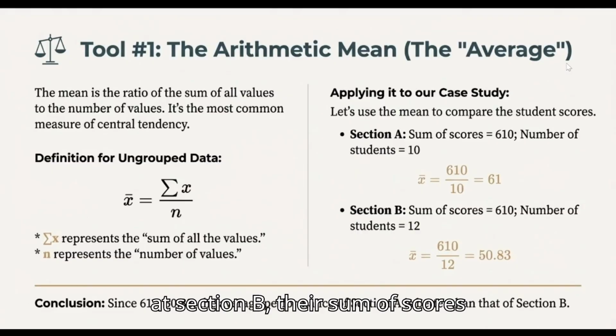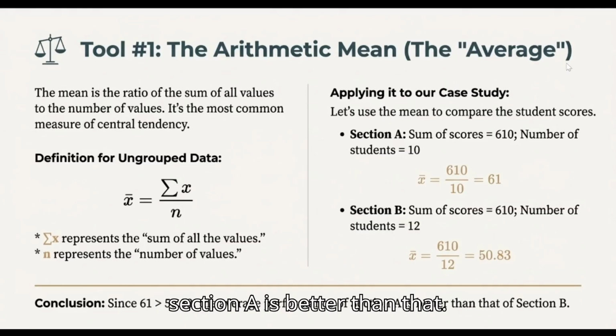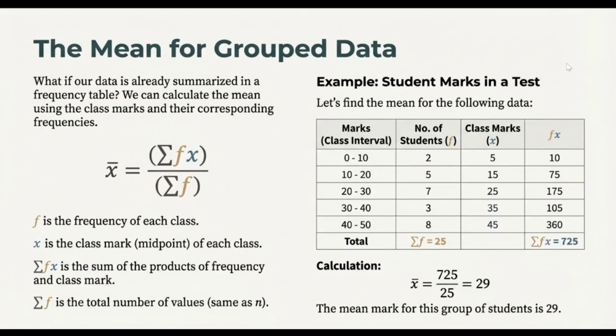Looking at section B, their sum of scores is also 610, but the number of students is 12. So we can just write 610 divided by 12, so we have 50.83. Now, this concludes that since 61 is greater than 50.83, the average performance of section A is better than that of class 9 section B.